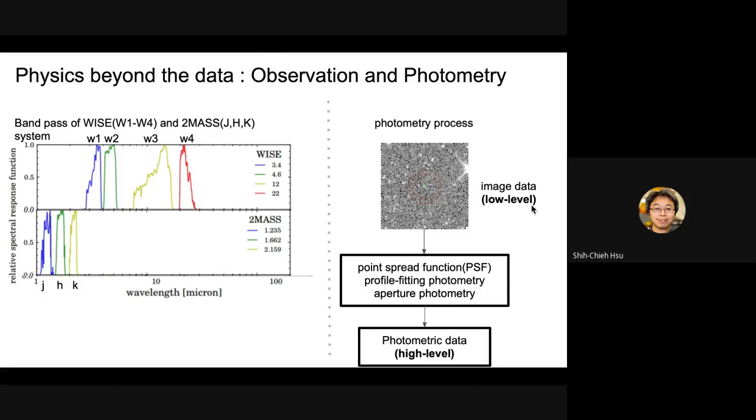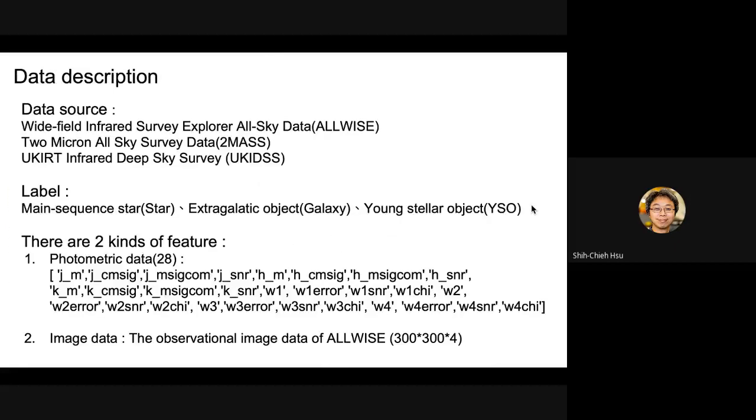But in the previous page, if I understand correctly, you have 28 photometry data. Yes. These are computed from the image, the pixel image, right? Okay. All right.